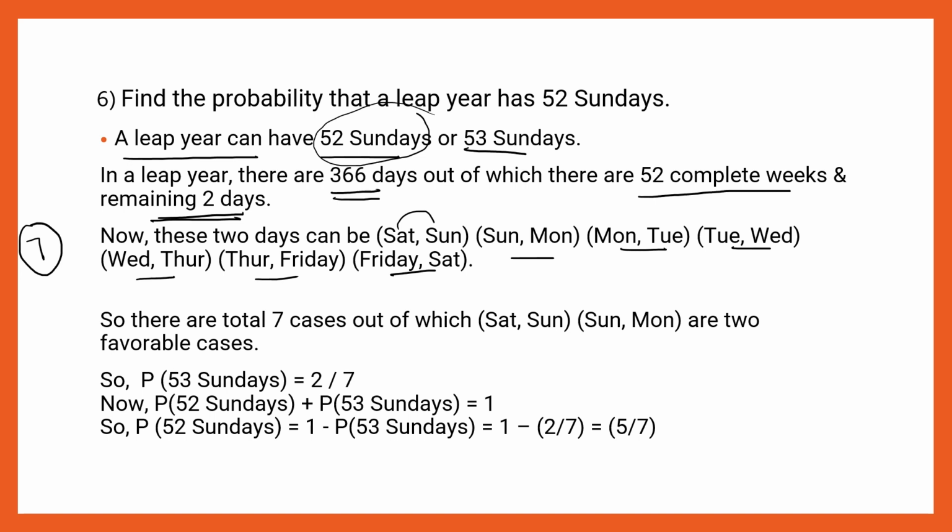But what do we want? We want only Sundays. So how many possibilities do we have for Sundays? First is Saturday, Sunday, and second is Sunday, Monday. So out of these total 7 cases, Saturday, Sunday and Sunday, Monday are our favorable cases. There are 2 possibilities. So the probability for 53 Sundays would be 2 divided by the total possibilities, 7. So that is 2 by 7.